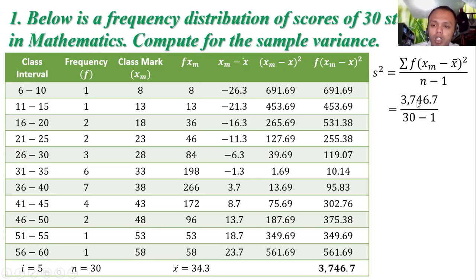We have 3,746.7 divided by your n, which is 30 minus 1 is 29. Then divide natin, that would be equal to 129.2. That is our variance. Okay?